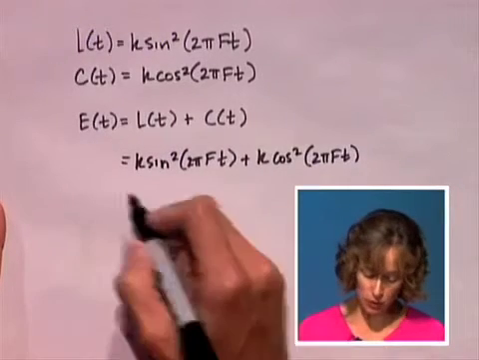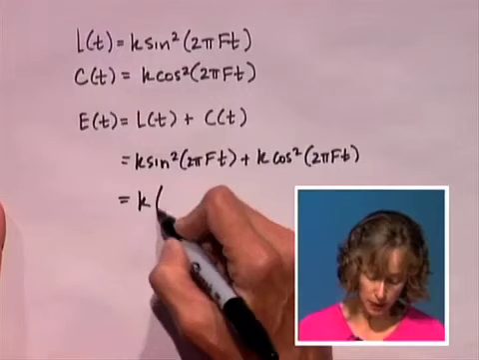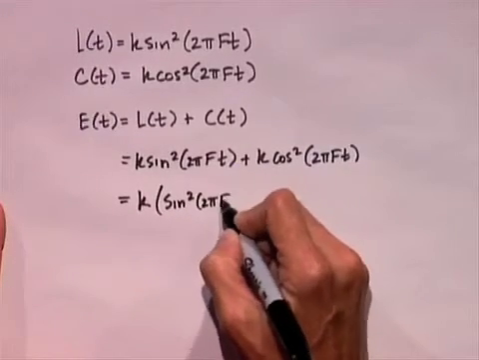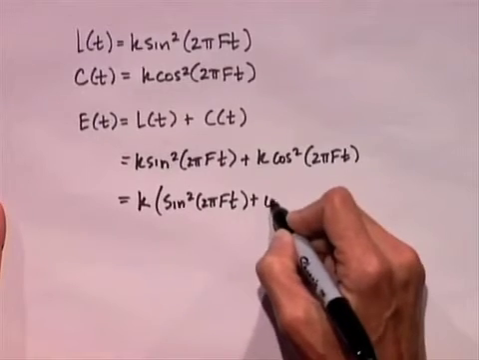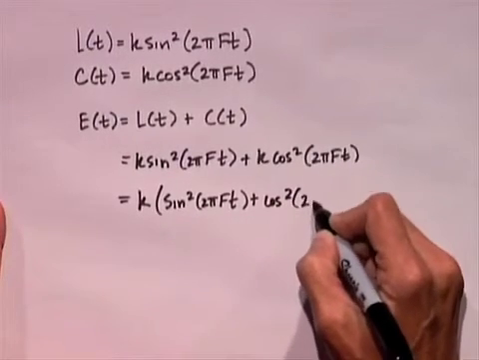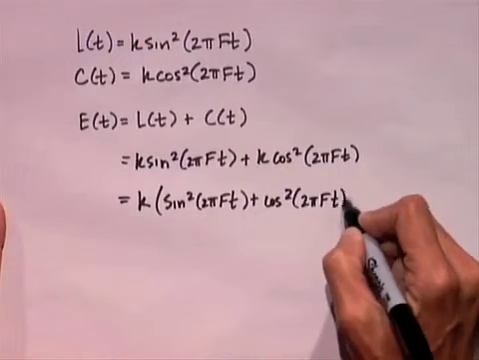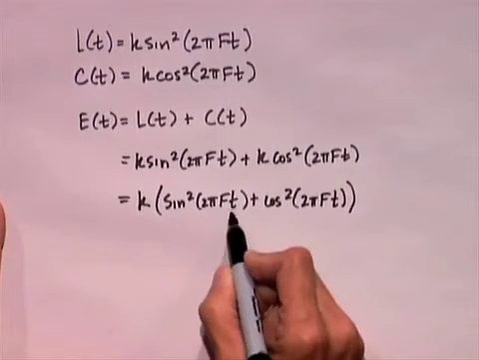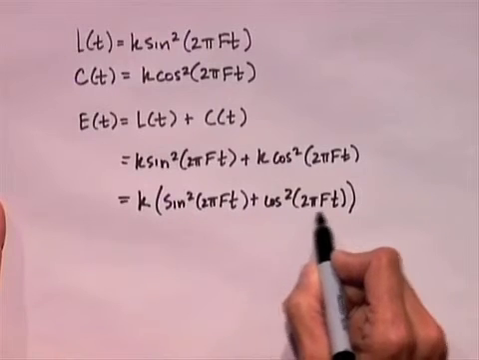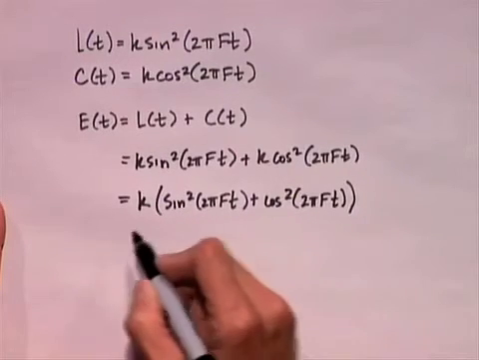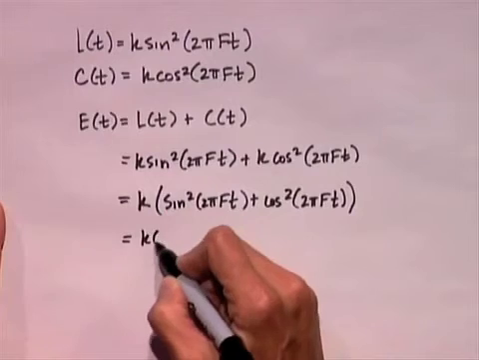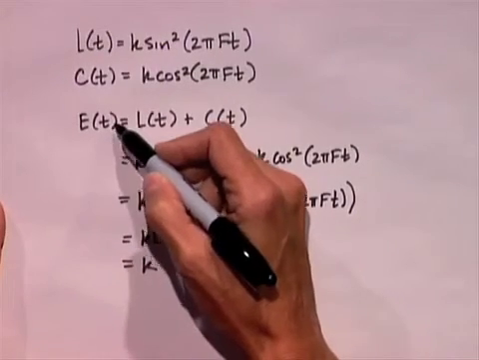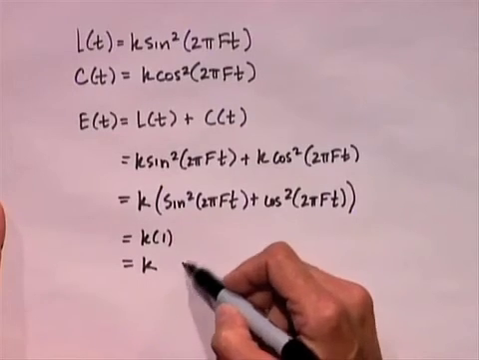What I'm going to do is factor K, and then I'll have sine squared of 2 pi F t plus cosine squared of 2 pi F t times K. Recall that sine squared of an angle plus cosine squared of the same angle is equal to 1. And so this is K times 1, which is K, and we've shown that the energy is equal to a constant.